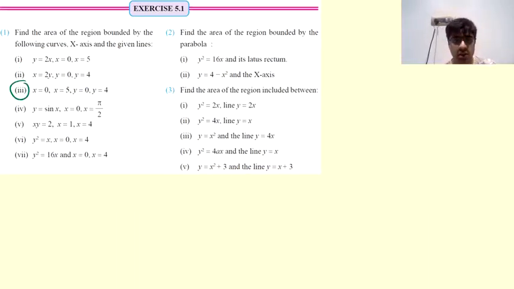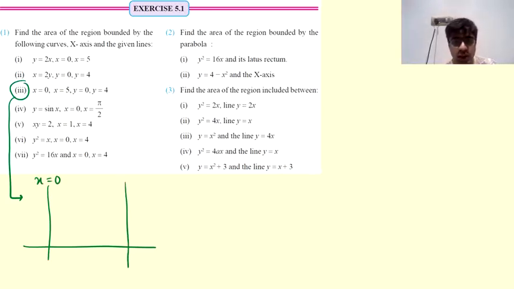Let's continue in a similar way with the third question. So x equal to 0 would represent the y-axis. X equal to 5 would represent a vertical line like this. You have y equal to 0, which would represent the x-axis, and y equal to 4, which would represent a line like this.